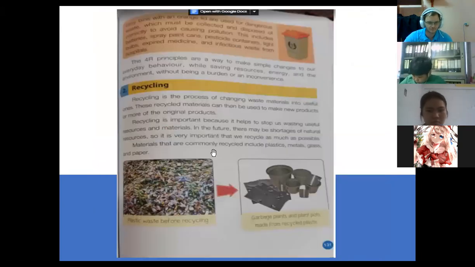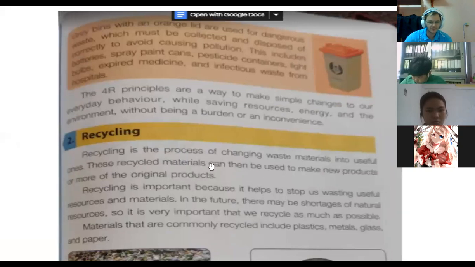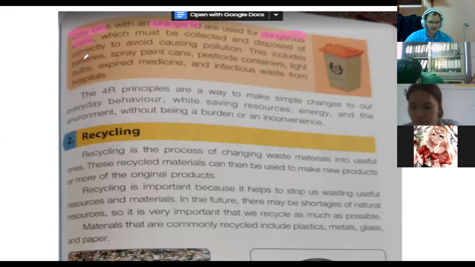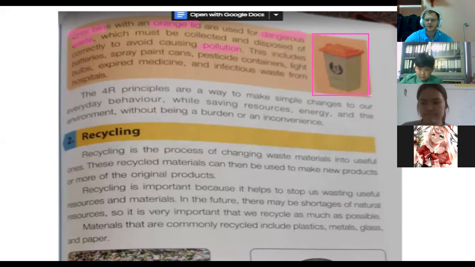Okay. One more bin that we have is the gray bin with the orange lid. So let's look at what they tell us about the gray bin with the orange lid. They are used for dangerous waste, which must be collected and disposed of correctly to avoid causing pollution. Where can you find these bins? Have you ever seen them before? Let me ask. Has anyone seen them before?